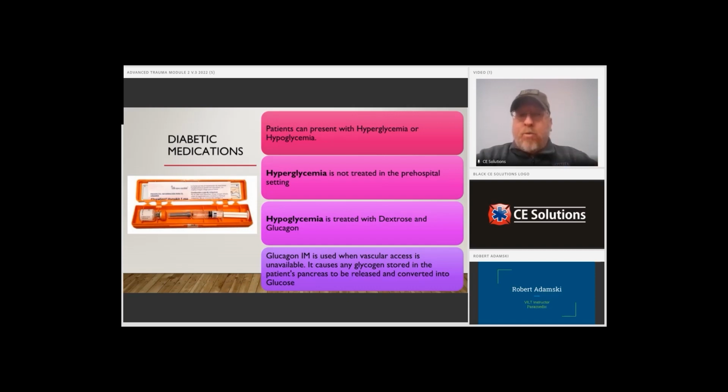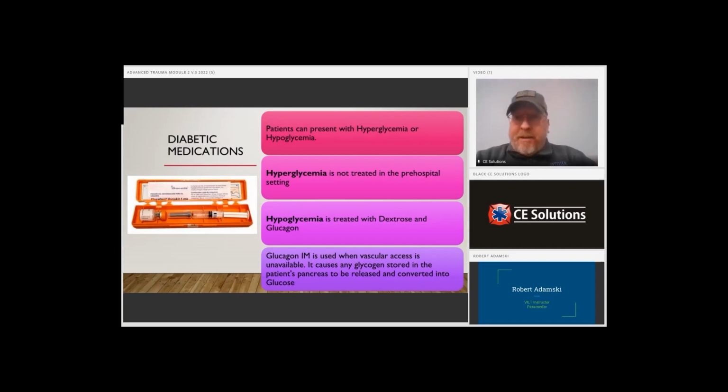And glucagon works indirectly to help raise the blood sugar by having the liver activate its glucose stores via the storage form of glycogen. All right. So it's going to mobilize those glycogen stores, convert them into glucose, and then that's going to help raise your patient's blood sugar levels. So you're going to use dextrose if you have an IV, or glucagon if you have to go the IM route.